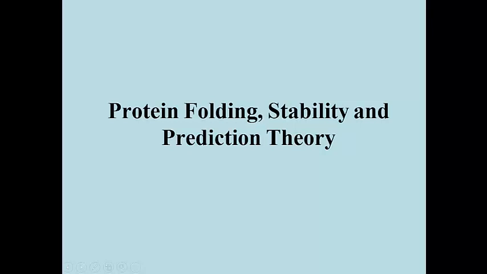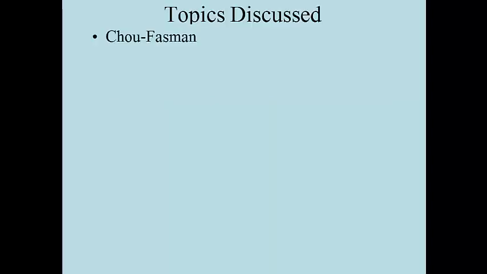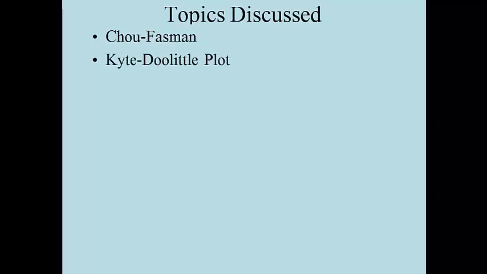This lecture is going to deal with the topics involving protein folding, stability, and protein prediction theory. The topics discussed will be the Chow-Fasman rules, which involve looking at individual amino acids and their propensity to be in a certain secondary structure. The Kyte-Doolittle plot, which looks at hydrophobicity and hydrophilicities of individual amino acids.